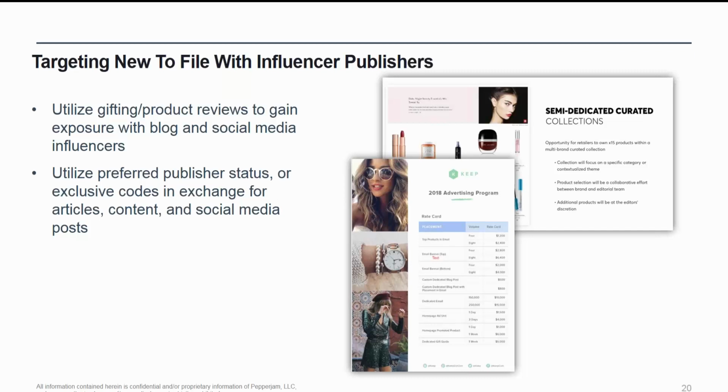And then working with your influencer publishers directly. A couple things to keep in mind here. You might want to use some gifting or maybe free options for publishers to write product reviews and gain some additional exposure with them. Similarly to working with sub-affiliate networks, you can use the preferred publisher status or even give them an exclusive code in exchange for maybe some articles or content and different social media posts and things like that as well.